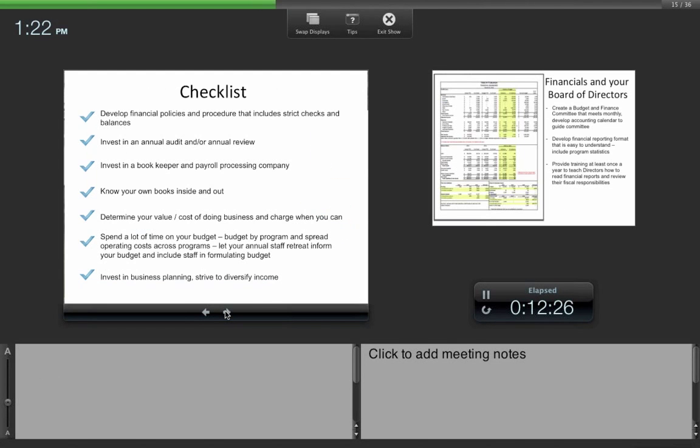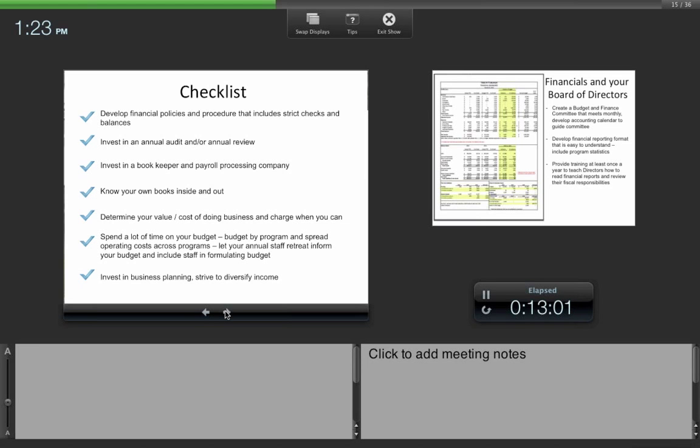investing in annual audit and or annual review, depending on the size of your budget, investing in a bookkeeper. I can't stress the importance of that enough. I used to do all the bookkeeping myself, and again, taught myself QuickBooks. Payroll processing, outsource that stuff. Then you're sure that mistakes won't be made. Know your own books inside and out. This is very important. I would never want my board president to call me and ask me a financial question that I can't answer, or at least find the answer very quickly.